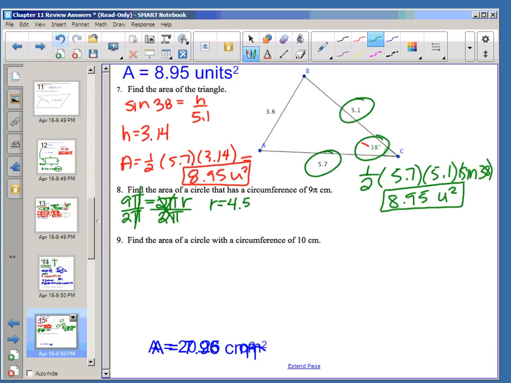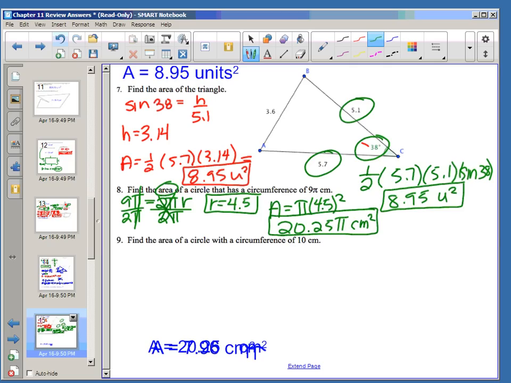is 4.5. Now that's all fine and dandy, but don't forget to go back and say, oh, it asked me to find the area. So I have to do pi r squared, which is 4.5 squared. And I should get my final area to be 20.25 pi centimeters squared. Now, if it tells you to leave your answer in terms of pi, that is what your answer should be. If you wanted to, though, in this case, it doesn't tell you that. You can multiply out the pi and get an answer of 63.56. Either of those will work.